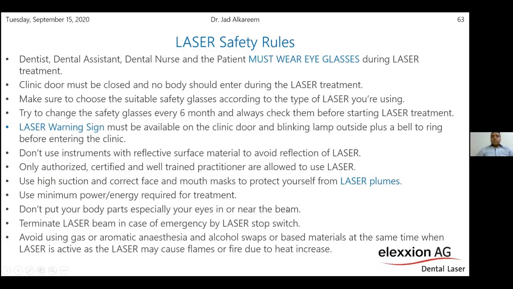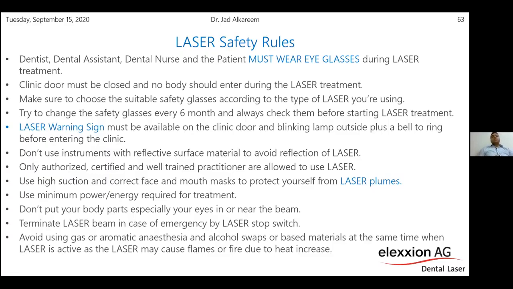Try to use a high suction and also a correct face and mouth mask to protect yourself from the laser plumes. A laser plume looks like smoke, but you don't really see it with your eyes. Sometimes it has bacteria, sometimes it has viruses. So it is always better to use the correct face mask and also the correct high suction in the patient's mouth, so you can avoid any unnecessary laser plume coming out into your face.